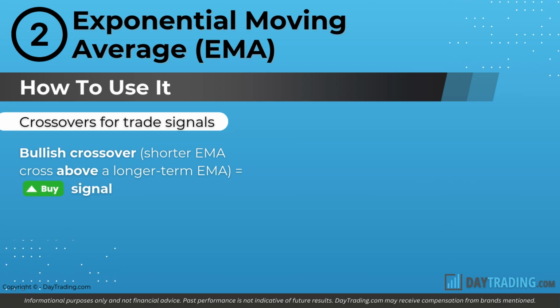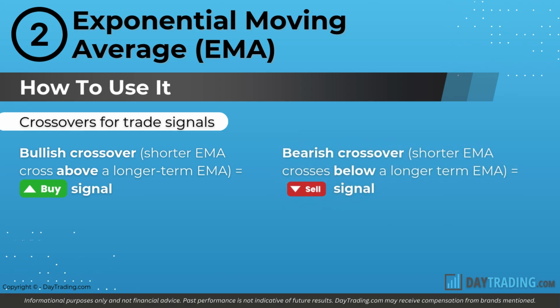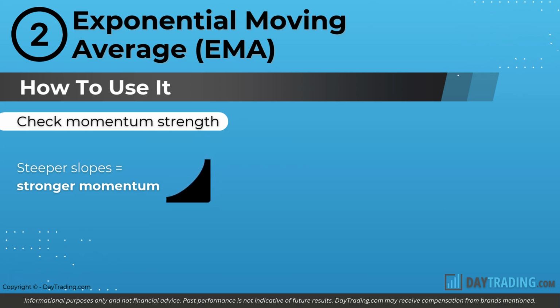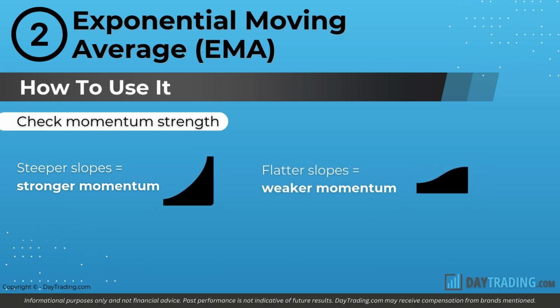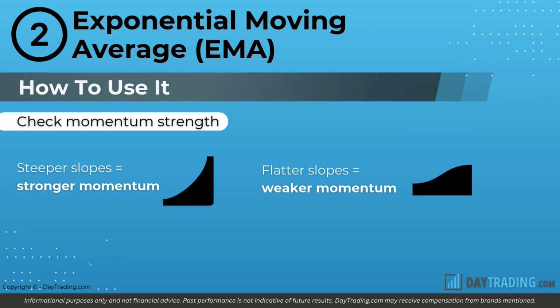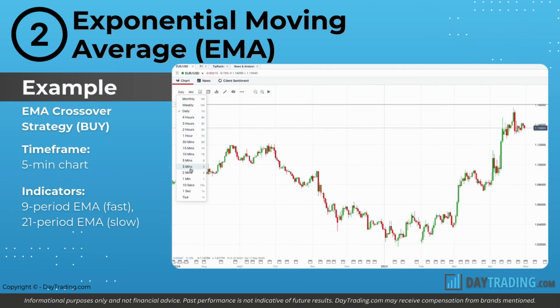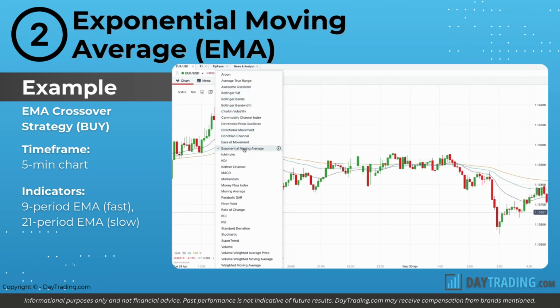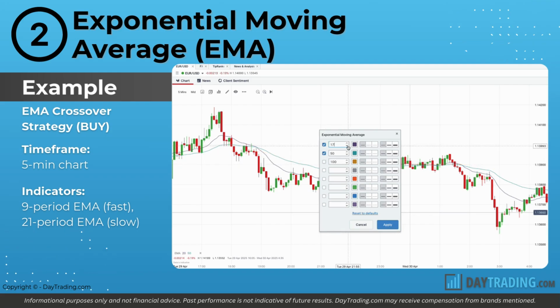A bullish crossover happens when a short EMA, like a 9 period, crosses above a long EMA, such as a 21 period. Conversely, a bearish crossover happens when a short EMA crosses below a long EMA. Another way to use the EMA is to check momentum strength. Steeper EMA slopes indicate strong momentum, while flatter slopes suggest weaker trends. Let's try an example of an EMA crossover strategy for a buy trade. Set your chart to 5-minute intervals and apply a 9 period and a 21 period EMA.